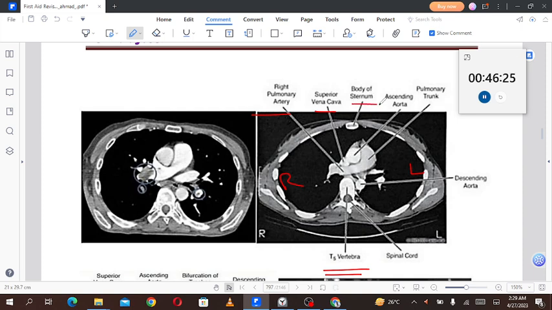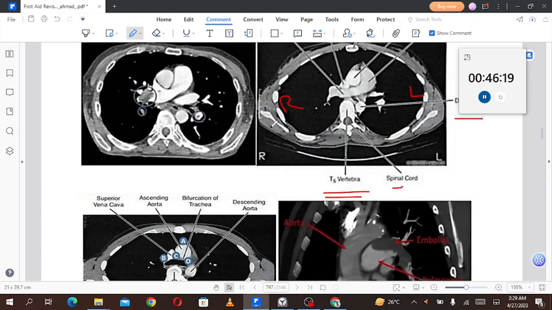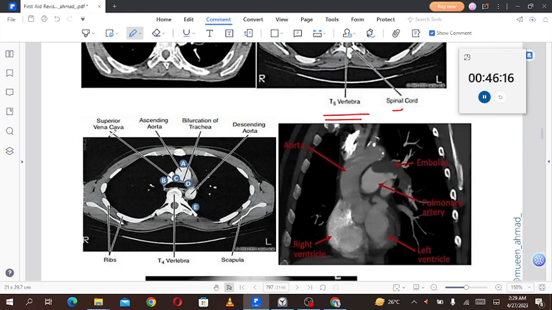But let's see: this is the body of the sternum, then the ascending aorta is over here. The pulmonary trunk is going like this, and that's the ascending aorta and spinal cord. There are different pictures. Then on the right side we have the superior vena cava. You must remember the gross things: the superior vena cava is supposed to be present on the right side, and the ascending aorta is present to the left of the superior vena cava, then the descending aorta, which is always on the left side.